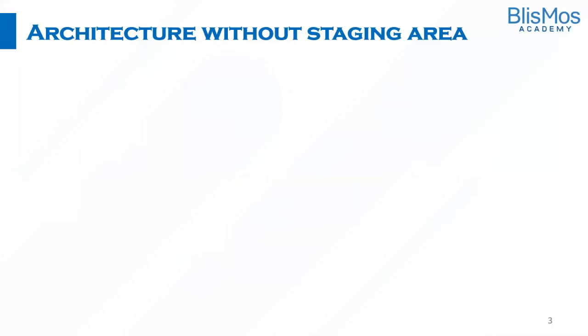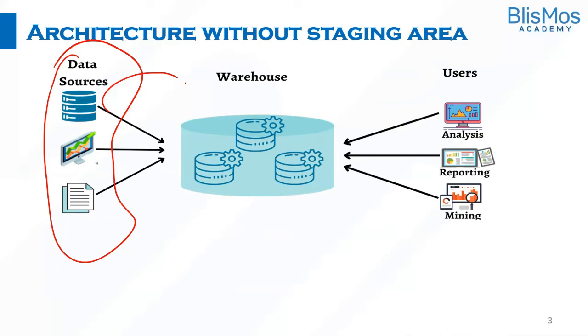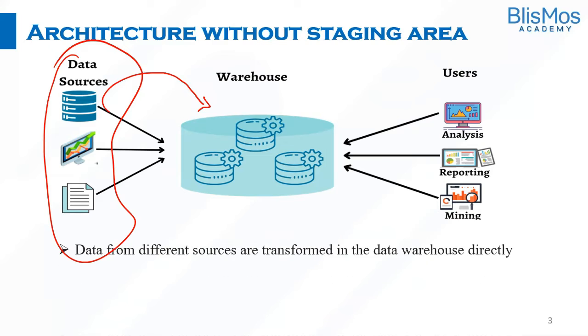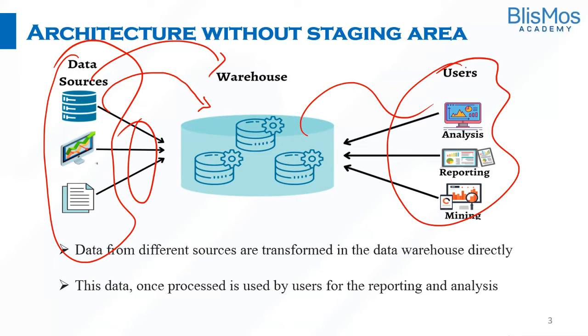In case of architecture without staging area, what will happen is we have the data sources, then the data is moved into the warehouse directly without having any intermediary storage. In what cases may it happen? It may happen where no or very minimal transformations are involved between data sources and warehouse. In this case, there is no staging area. From sources, the data is directly loaded into the warehouse with transformation or without transformation. And then the data from the data warehouse would be used by the users for their analysis and reporting.